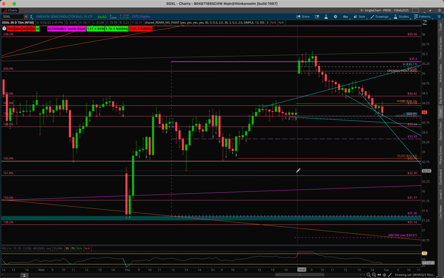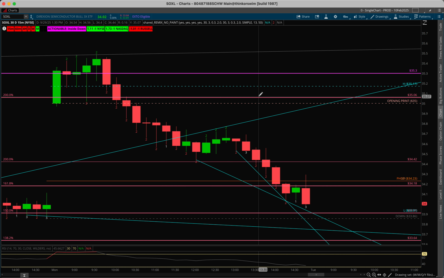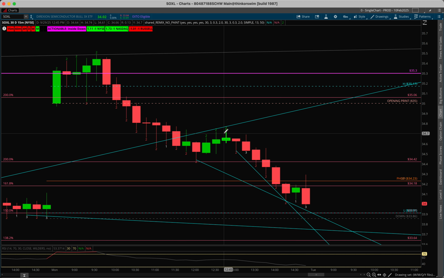At the same time, at this point, the day had been moving for a little while, and we could zoom out to the 15-minute, and we can see that this was simply a lower high in the 15-minute time frame. So you could have stayed in those puts, and once again got a lower high here and got the push down to the end of the day.